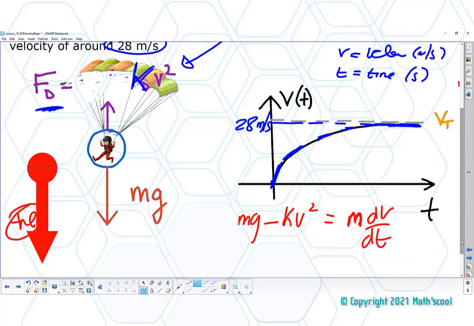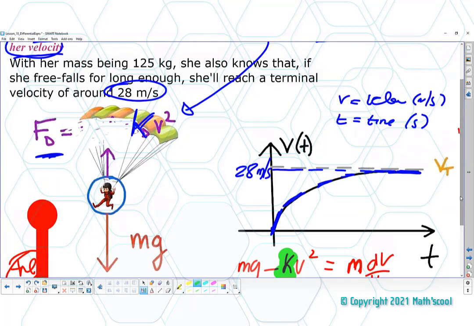Actually, we haven't done that well in forming our differential equation because we should have also told them what k is, because we know what k is. Even if we pretend we don't know what k is, people won't believe us. They'll say, you know what k is. You know that she's got a mass of 125 kilograms, and you know that her terminal velocity is 28. So that would mean that you would know what k is. Am I right there?